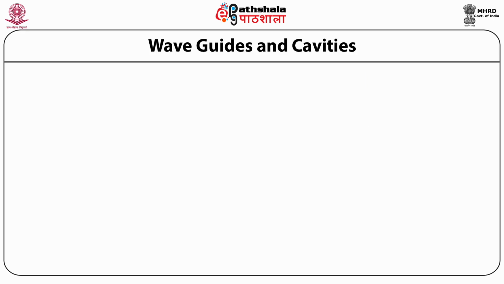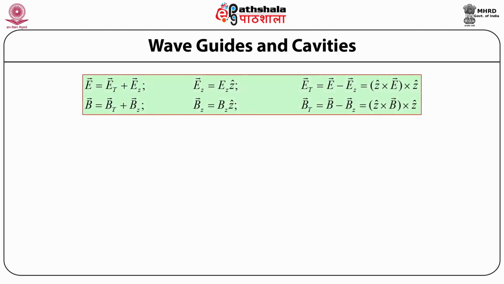Waveguides and cavities. Now separating out the longitudinal component, that is the component along the z-axis, and the transverse component, that is the components in the xy plane, for both the electric field and the magnetic field, we can write the electric field as the transverse electric field plus the electric field along the z-axis given by Ez, where the Ez vector is equal to Ez times unit vector z, and the E transverse vector is equal to E vector minus Ez vector, and this is equal to unit vector z cross the electric field, whole cross unit vector z. So that's a vector triple product.